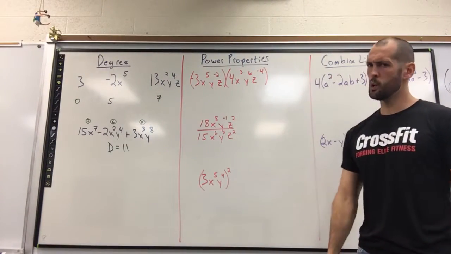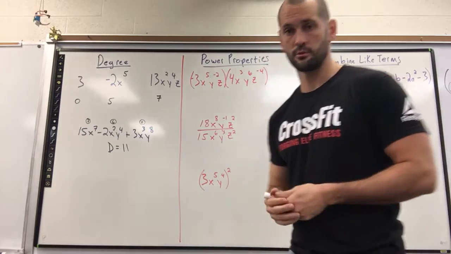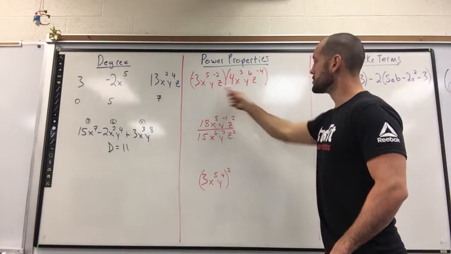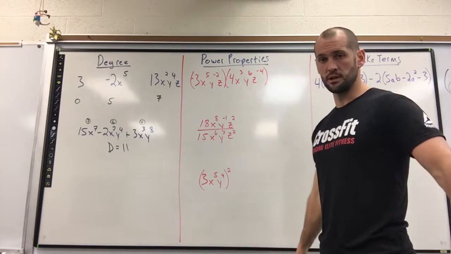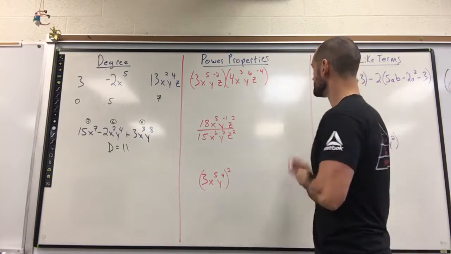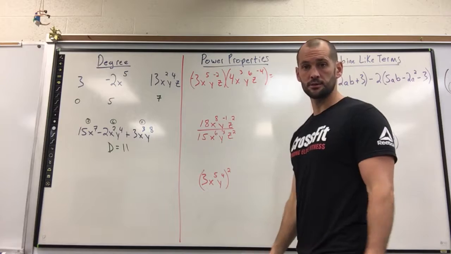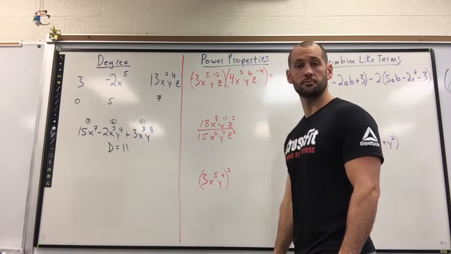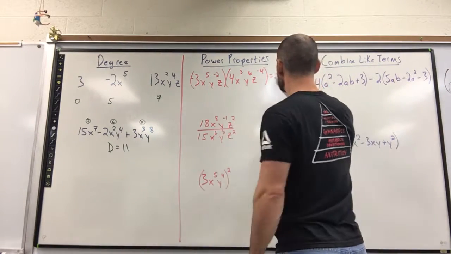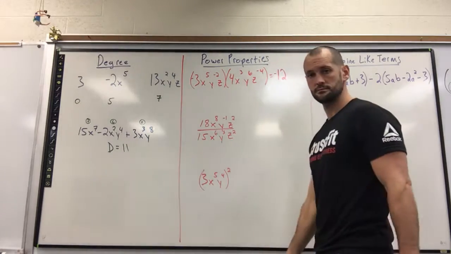Power properties. Woo! These were getting you guys, so I want you to focus with me through this whole thing. First up, we're just multiplying. We're just multiplying. So let's take this one at a time. Coefficients, nothing new. If they tell you to multiply, guess what you do? Multiply. -3 times 4, -12.